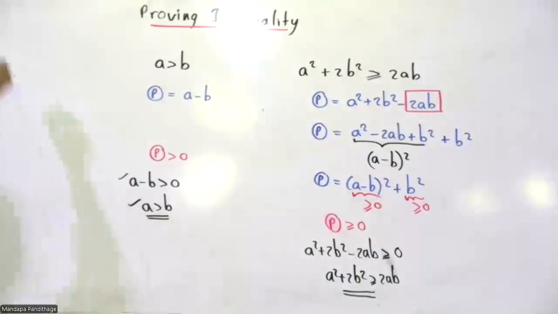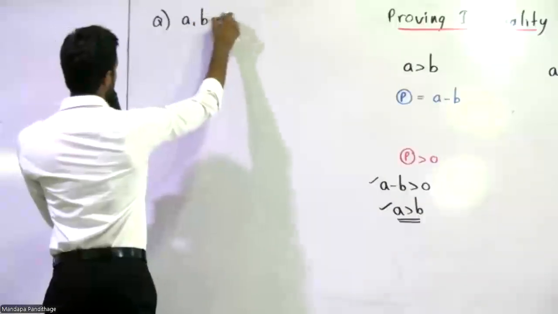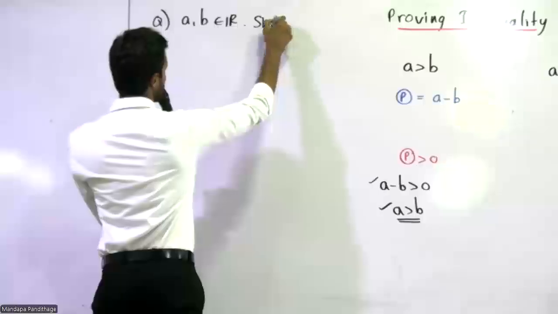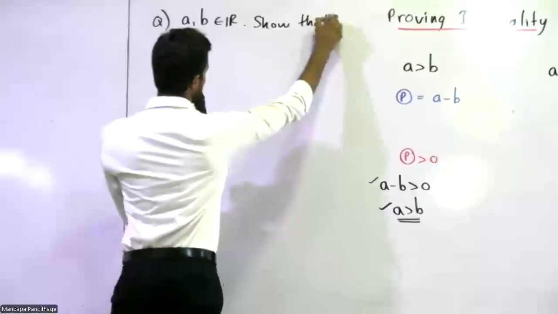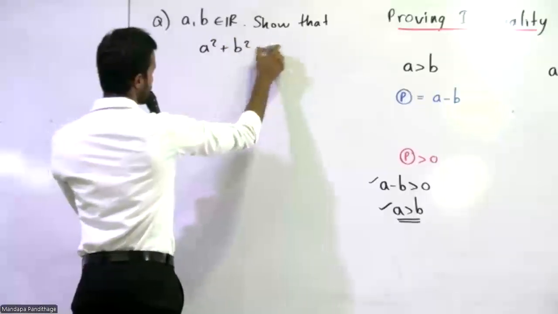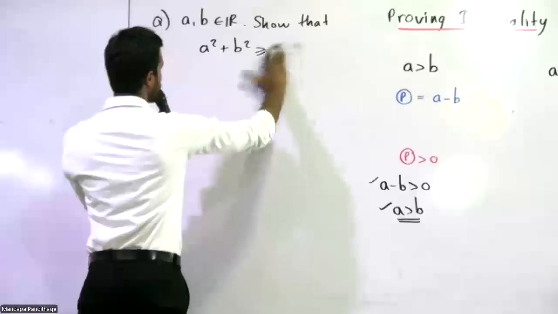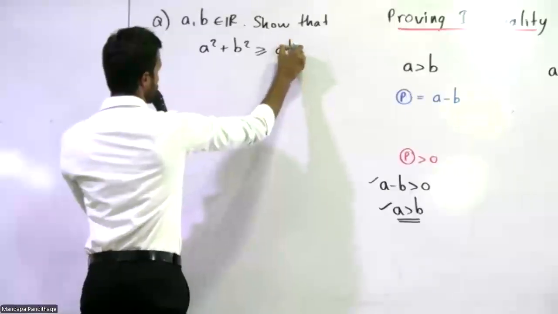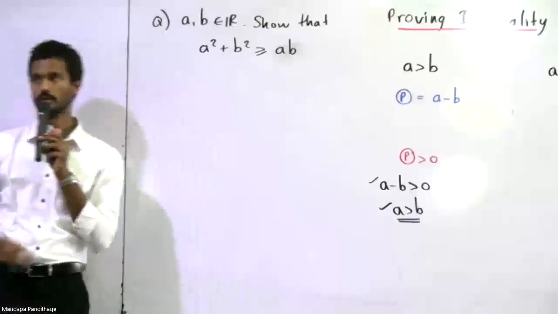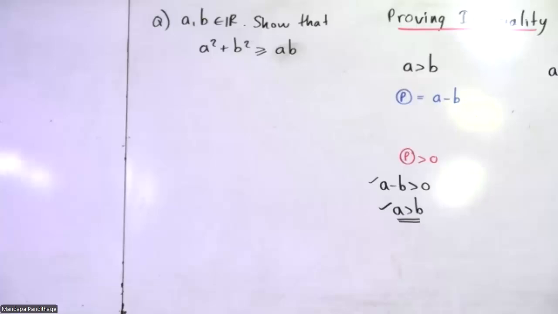So let's start with this question. Write the question. A and B are real numbers. Look at the board. Show that A squared plus B squared is greater than or equal to AB.